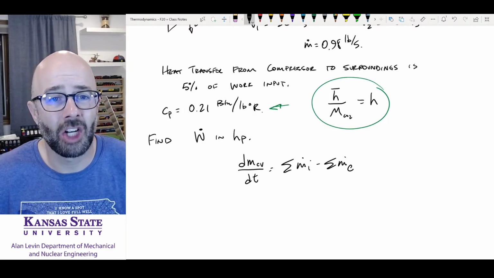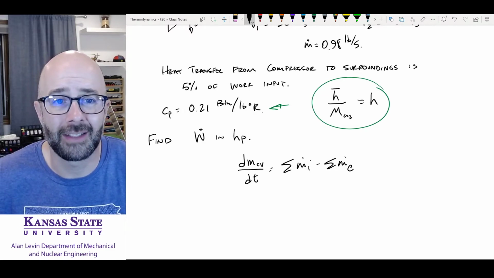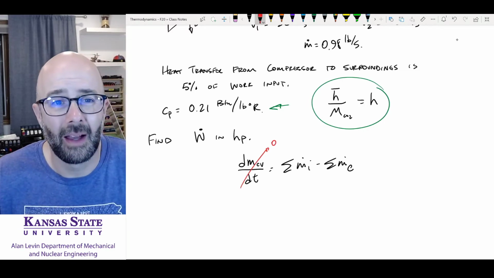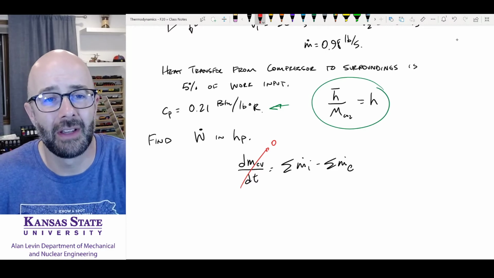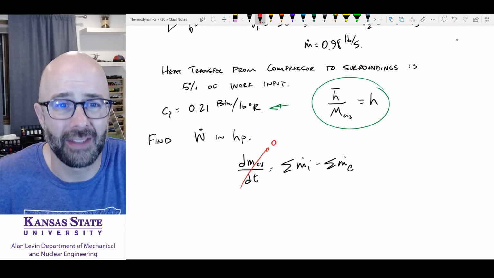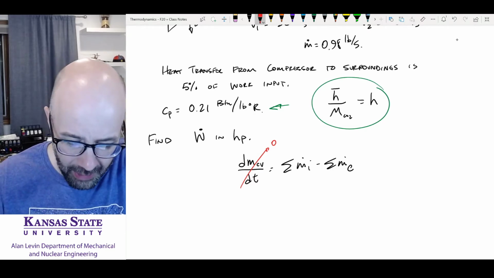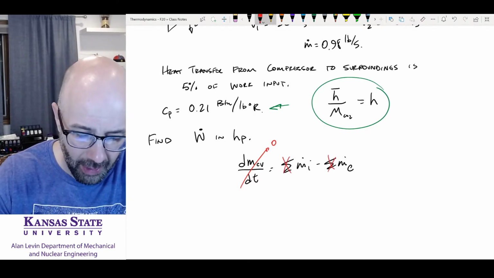Carbon dioxide is coming in, carbon dioxide is going out. I'm just going to say it's steady state, so this is going to go to 0. Again, there's going to be very definitive situations that are not steady state. This one is going to be steady state. And there is no summation here. There's just mass flow rate in and mass flow rate out.